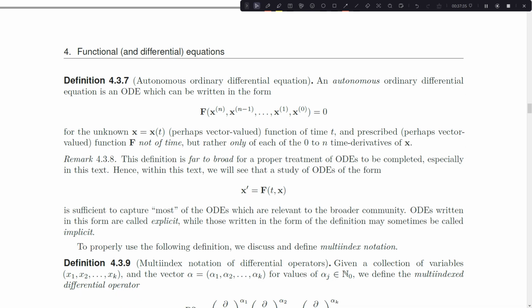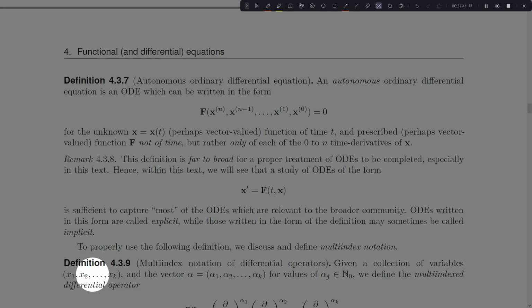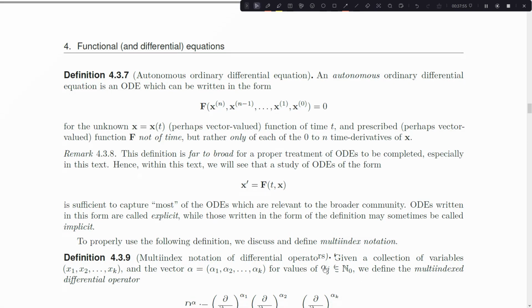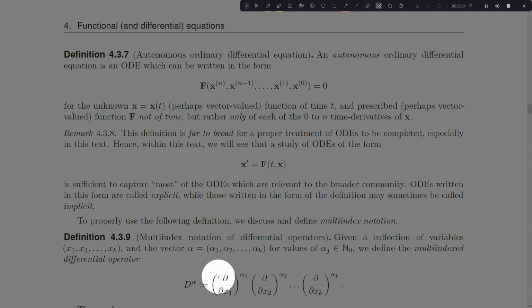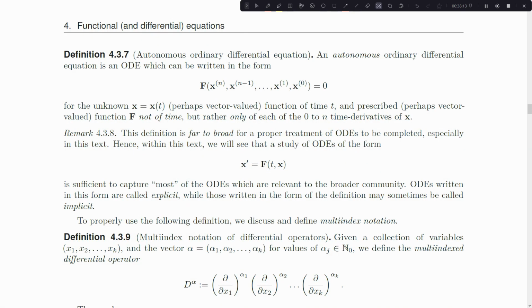So multi-index notation is simply this: given a collection of variables, remember in PDEs I can have multiple independent variables. So here these x's are my independent variables, and then take some vector alpha with the same length as those variables. I'm only going to let the values of the vector take non-negative integer values, so I include 0 as well. We define the operator capital D to the alpha as each of the partial derivatives with respect to my independent variables, taken to the power of the elements of the vector alpha. Okay, so that's just a notation you can look at if you want to.